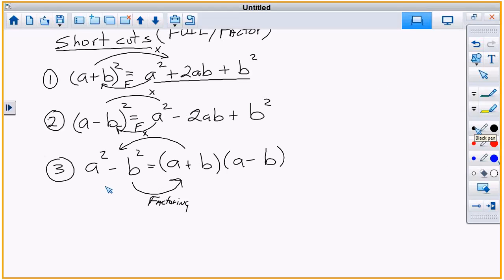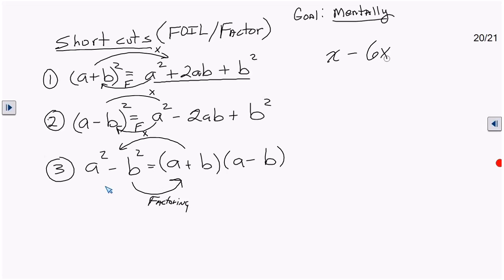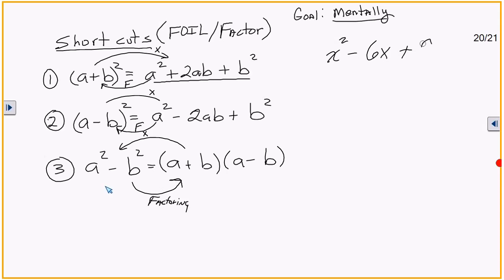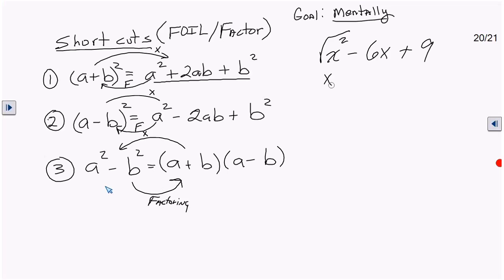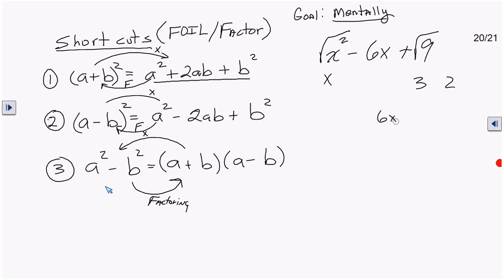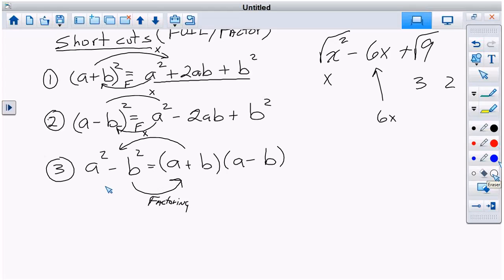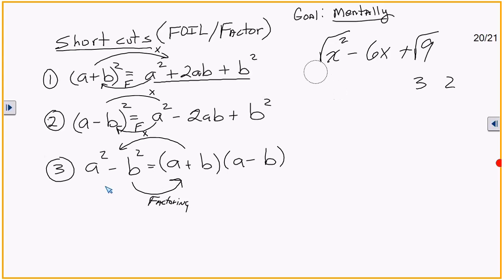Let's try x squared minus 6x plus 9. Well, let's check it to see if it is a perfect square. Square root of this is x. Square root of this is 3. 2 times 3 times x is 6x. 6x, yep, it's a perfect square. So we got to put the shortcut under it.